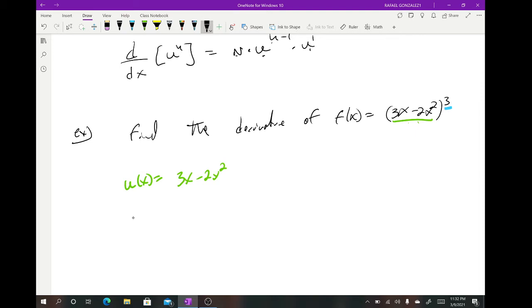So what is the f of x? Well, f of x is really equal to u cubed. And the reason why f of x is equal to u cubed is because we are saying that u is equal to 3x minus 2x squared. So since this is equal to (3x minus 2x squared) cubed, and we just call this inner piece u, then this is the same thing as u cubed.